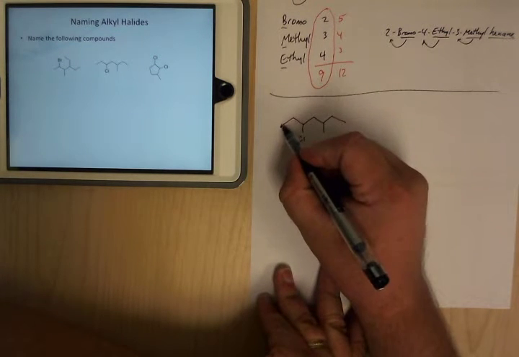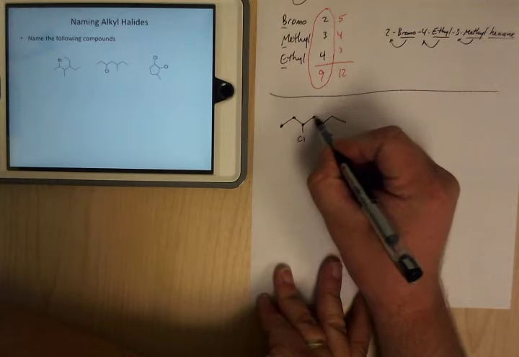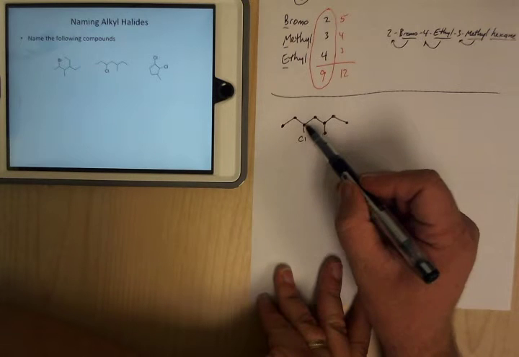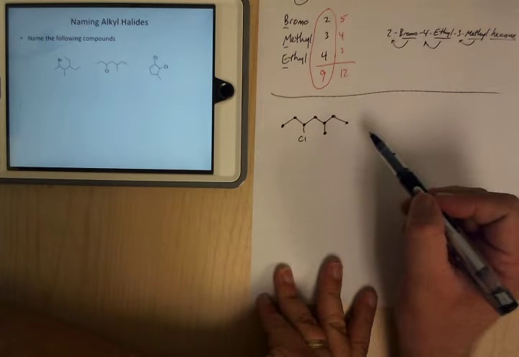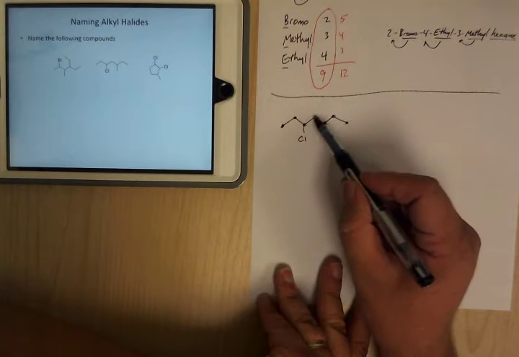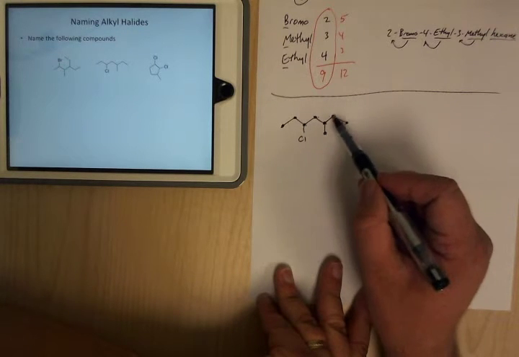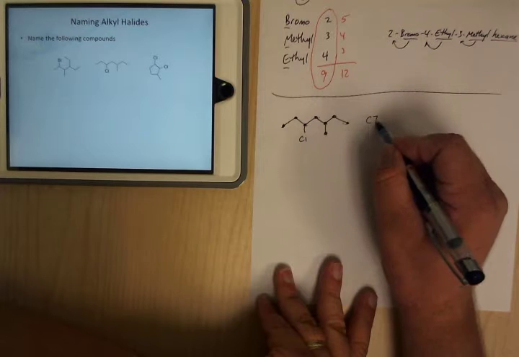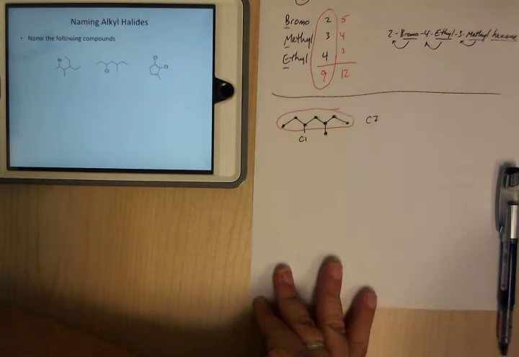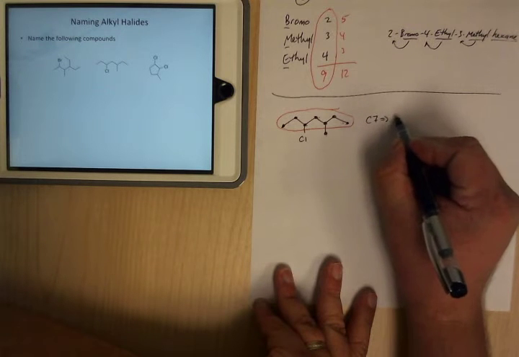Okay, so we'll put in our carbons. 1, 2, 3, 4, 5, 6, 7. So with that, 1, 2, 3, 4, 5, 6. 1, 2, 3, 4, 5. 1, 2, 3, 4. So it's going to be C7, so it's going to be this guy here. It becomes heptane.